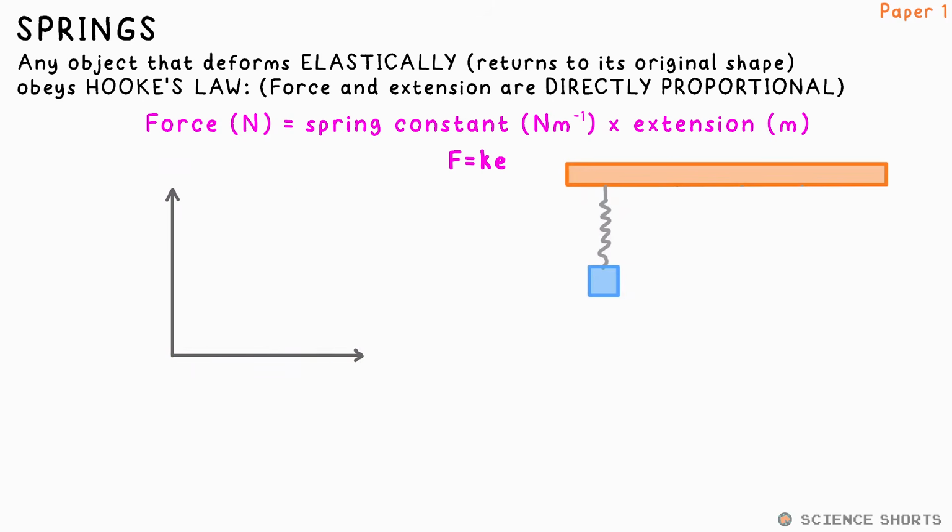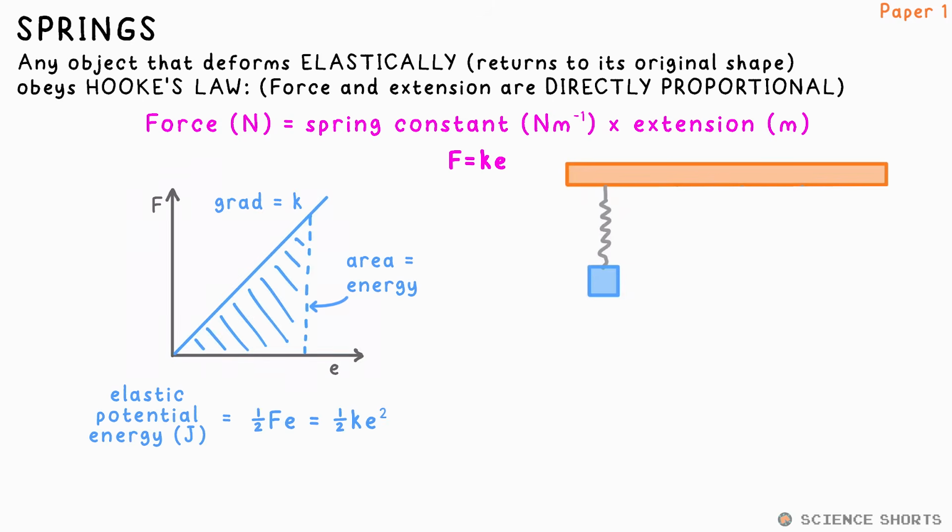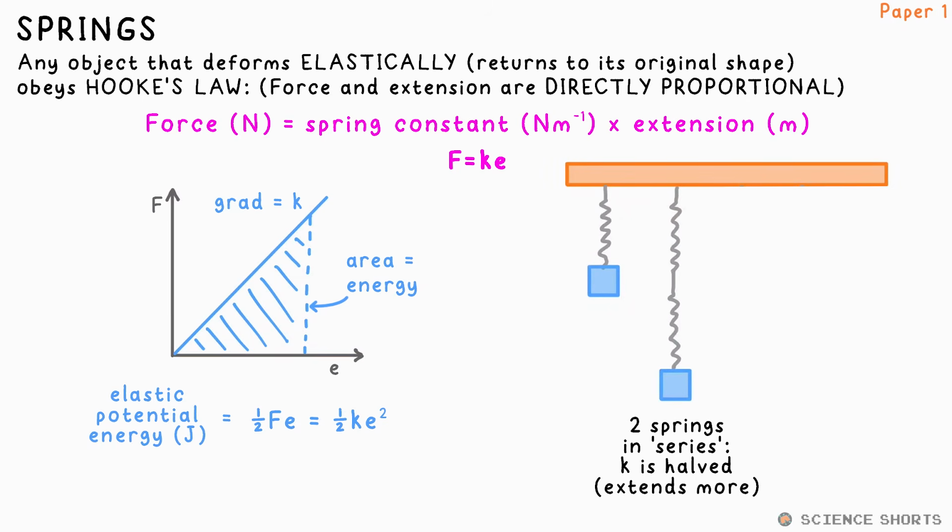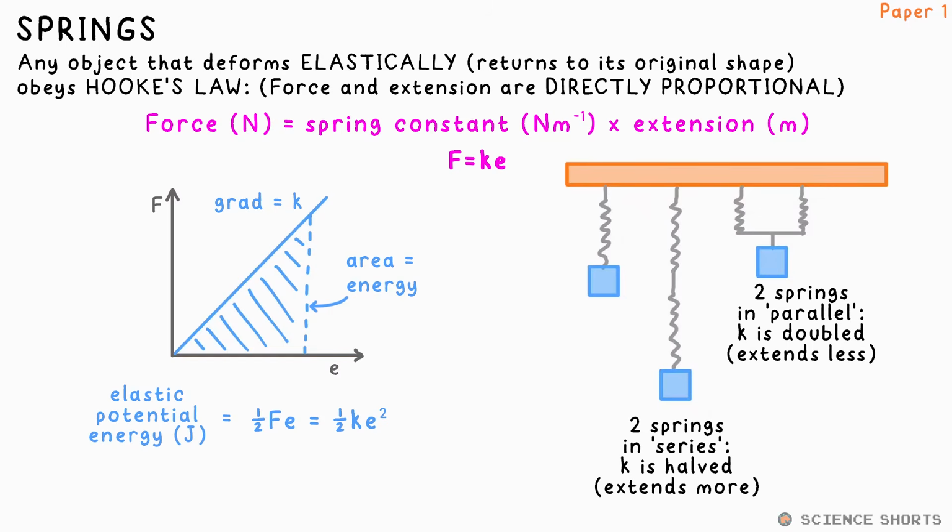The area under the graph gives you the work done on the spring and therefore the elastic potential energy stored in the spring. If you attach two springs end to end, we might say in series, they stretch twice as far with the same force, meaning the equivalent spring constant must be half what it is for one of the springs. Side by side, in parallel, and the opposite is true.